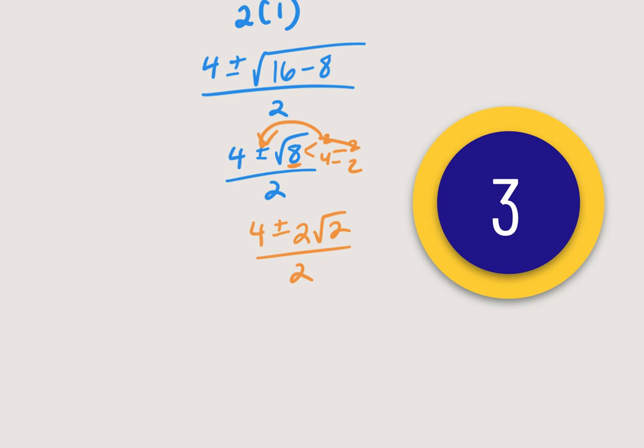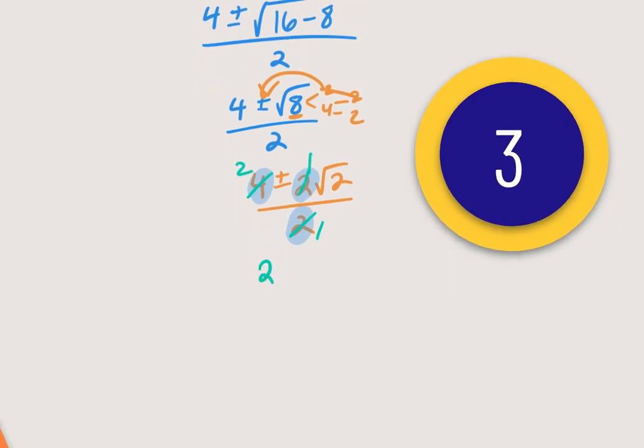And then only if the same number goes into all 3 of those spots can I reduce it. If it was 4 plus and minus root 2 over 2, it would stay that way. But because that 2 in the denominator goes into both the 4 and the 2, I would reduce this, and it would be 2 plus and minus square root 2. You can leave it plus or minus. If it wanted it separated, it would be 2 minus root 2 and 2 plus root 2. Correct. It has to go into both. Otherwise, you can't. All 3 of those spots have to be reduced by the same number.